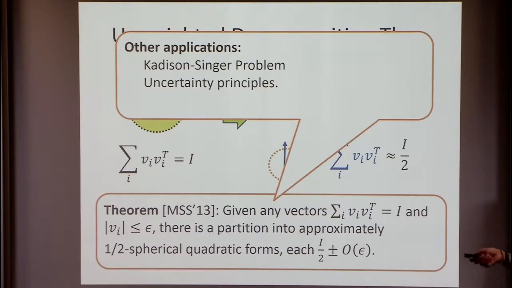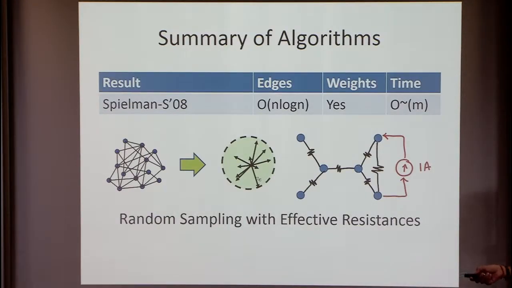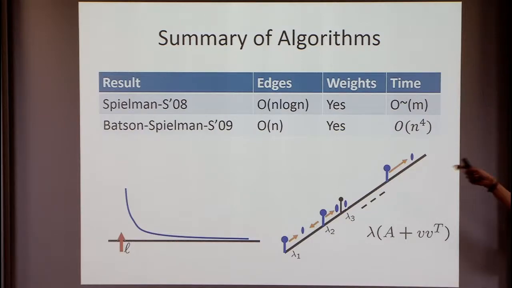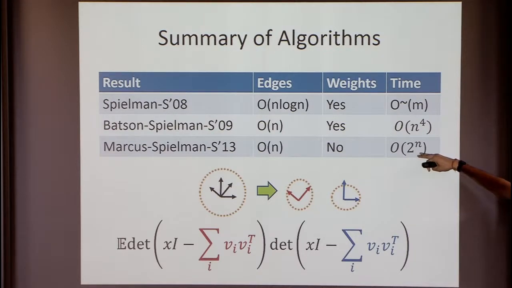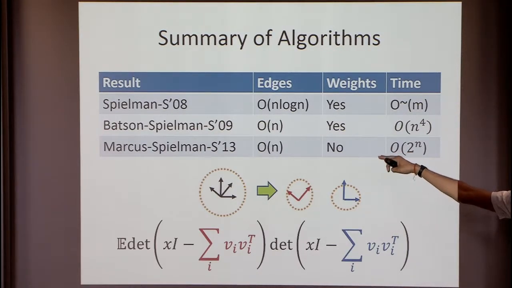And this can also be used to prove a bunch of other stuff. So let me just quickly review what I told you about. The first is I showed you how to get sparsifiers with n log n edges in nearly linear time, using effective resistances and viewing this graph as a bunch of vectors. And then I showed you in the second talk how to get order n edges, but in n to the fourth time. So the algorithms are getting more and more useless. And this is based on this electrical charges model. And now I showed you this really useless thing, which is how to get sparsifiers with no weights when it's possible, with order n edges, but in 2 to the n time, by doing these random expected polynomials.